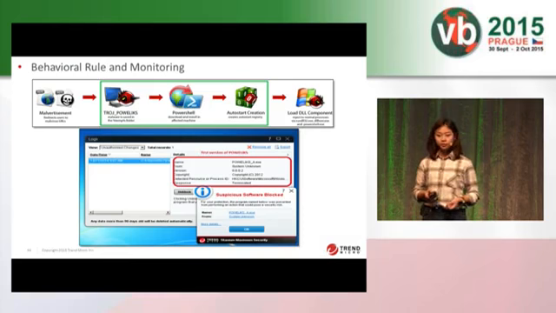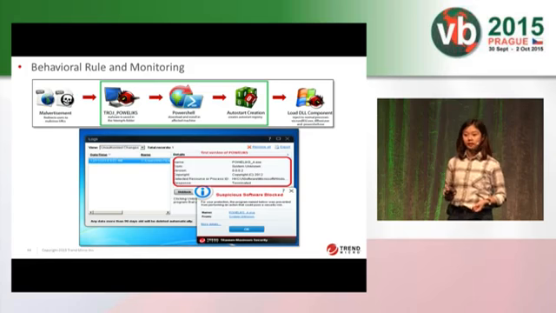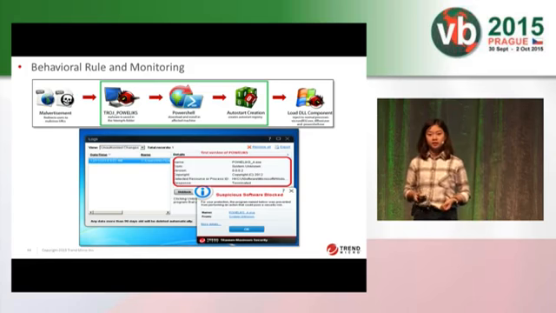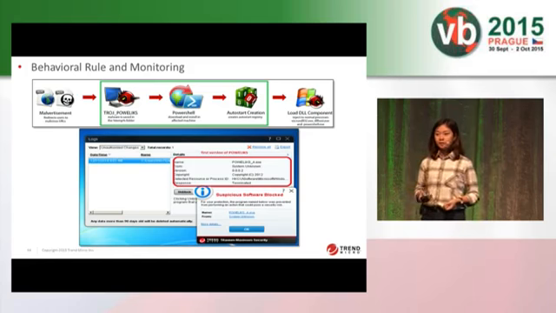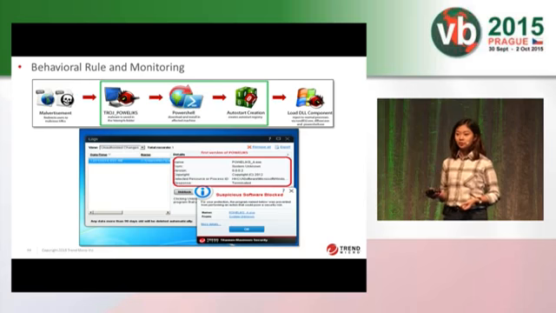Another is that we could do behavioral rule and monitoring. I think this is the effective way of monitoring a fileless infection. As we all know, fileless malware typically creates a registry containing scripts, which is unusual. So we could check and monitor for that behavior. And once that behavior is found, we could block it.